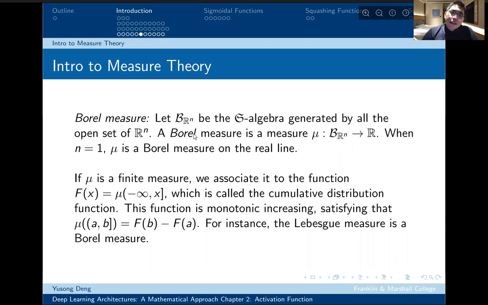And if mu is a finite measure, we can associate it to the function F(x) equals mu of negative infinity to x closed, which is called the cumulative distribution function. This function is monotonic increasing and also satisfies the relationship that mu of (a, b] equals F(b) minus F(a). So for instance, we should remember that the Lebesgue measure is a Borel measure.